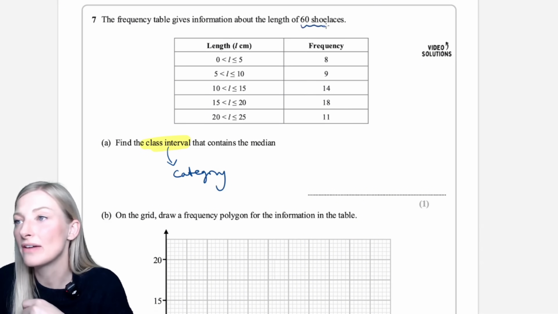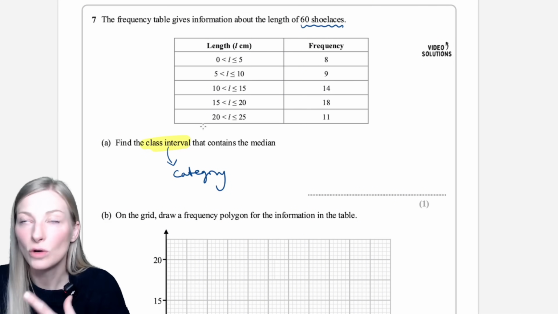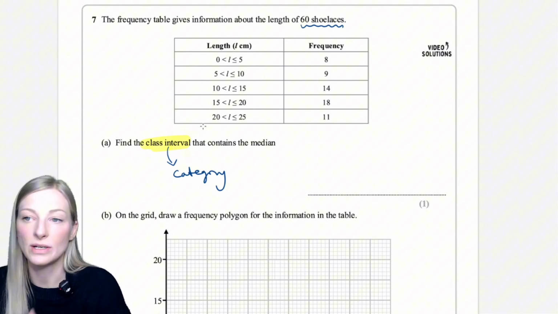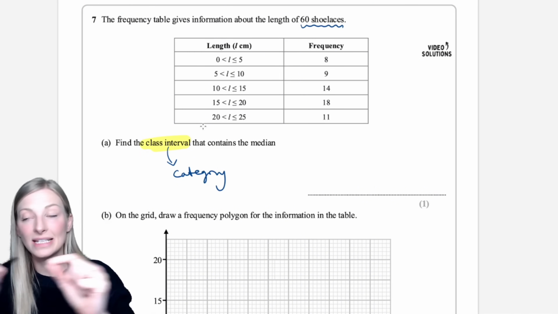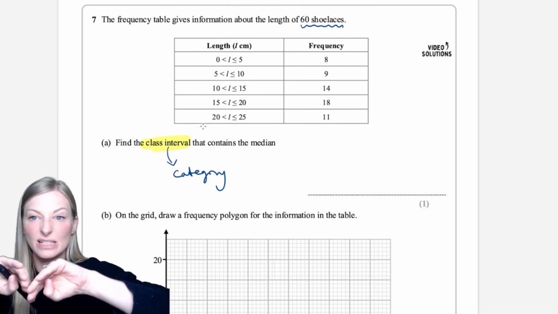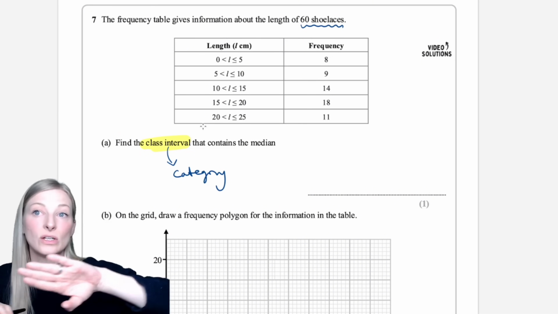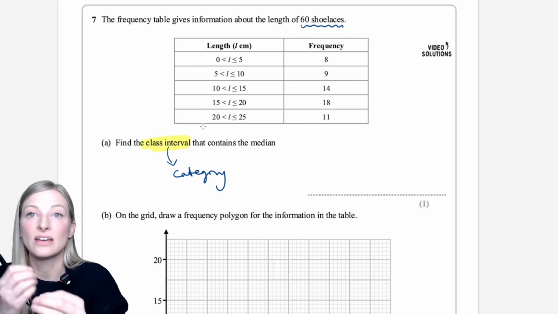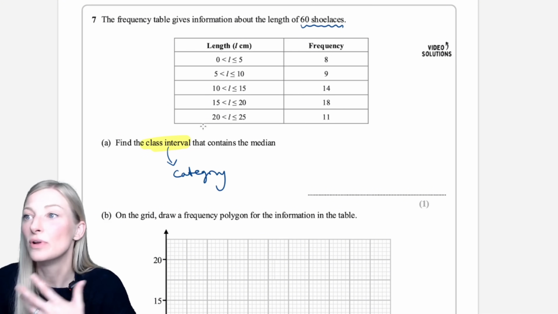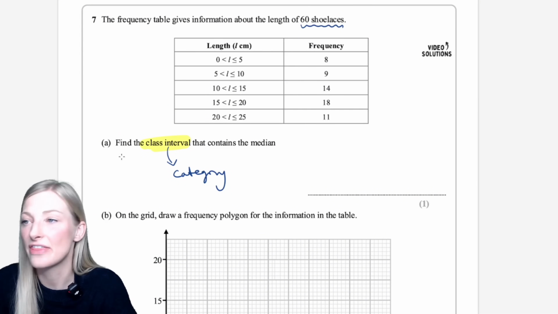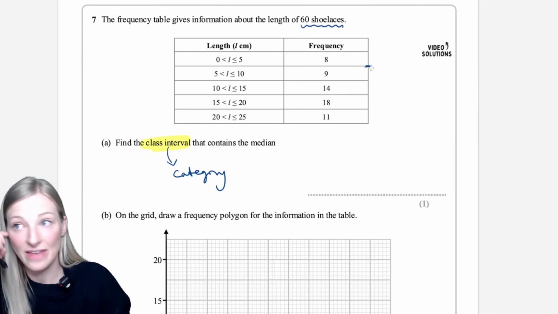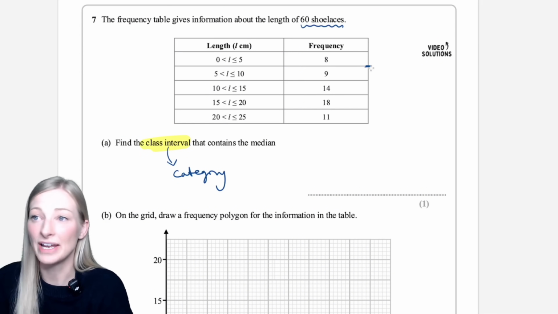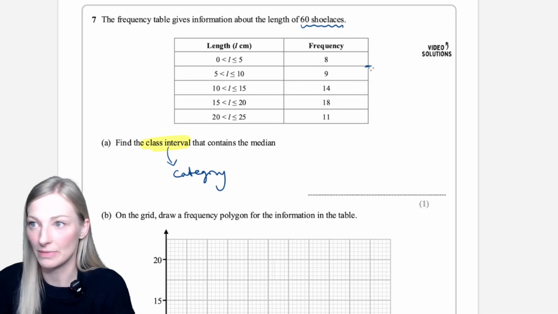Now we're told that there are 60 shoelaces. Normally, to find the median, we would add 1 and divide by 2. If you imagine 60 pieces of data, actually to split them, we would have 30 on that side, 30 on that side. So the median is going to fall between the 30th and the 31st. So I'm looking, where is the 30th and the 31st piece of data? I've got 8 in the first category. They're the smallest shoelaces, and I've got 8 of them in that category. So I've not reached the middle value yet.